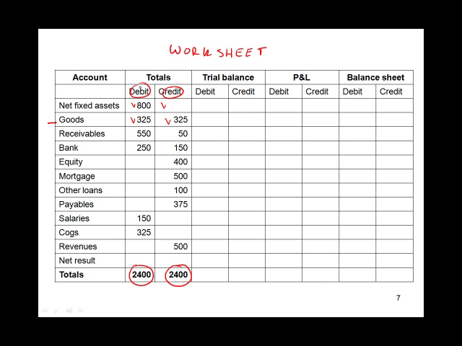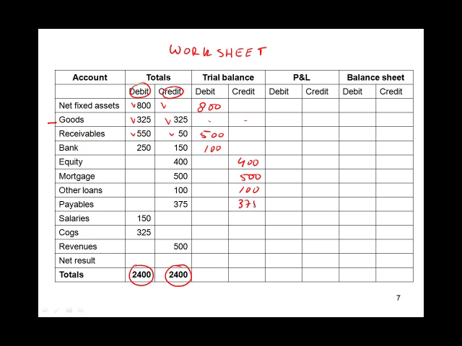So the difference between 800 and 0 is 800. We write it here in the debit column, since it's in the debit column there as well. Then the difference between 325 and 325 is 0. Receivables, it's 500. We write it in the debit column since this amount is higher than this amount. Then we have bank, 250 minus 150 is 100. Then we have 400 there, 500 there, 100 there. The numbers are on the credit column, so we write them in the credit column as well.